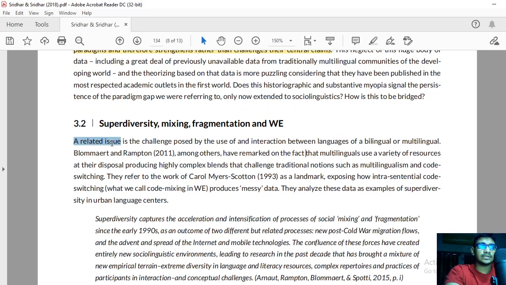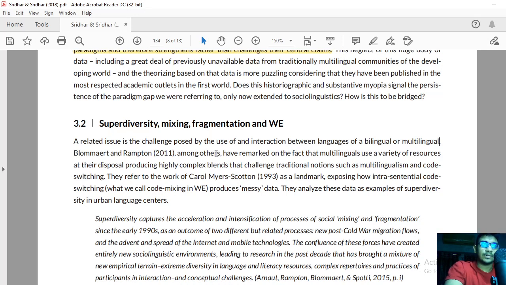A related issue is the challenge posed by the use of an interaction between languages of a bilingual or multilingual. So if a person knows a lot of languages, then how do the languages that he knows, like Bangla, English, Hindi, Urdu, how do they interact with each other? Is interference more if one knows more than two languages, or is that not relevant?